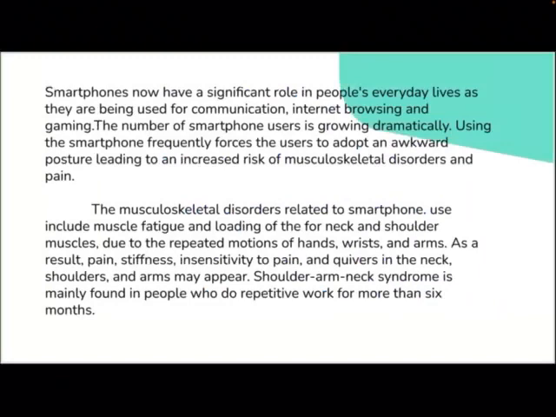The most common forms of musculoskeletal disorders are muscle fatigue, or weird pain or a feeling of load on the neck and shoulder muscles. This happens due to the repeated motions of the hands, wrists, and arms. As a result of this pain, our body becomes stiff and tends to become insensitive to pain, and this leads to quivers in the neck, shoulders, and arms. Shoulder-arm-neck syndrome is mainly found in people who do repetitive work for more than 6 months.